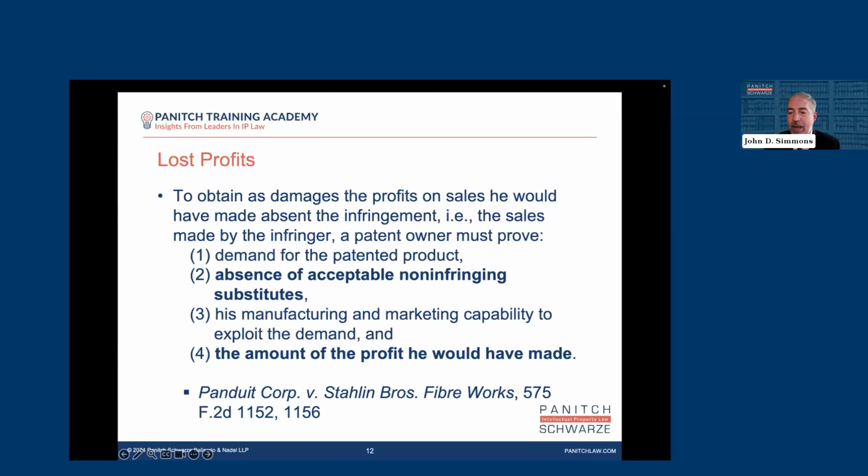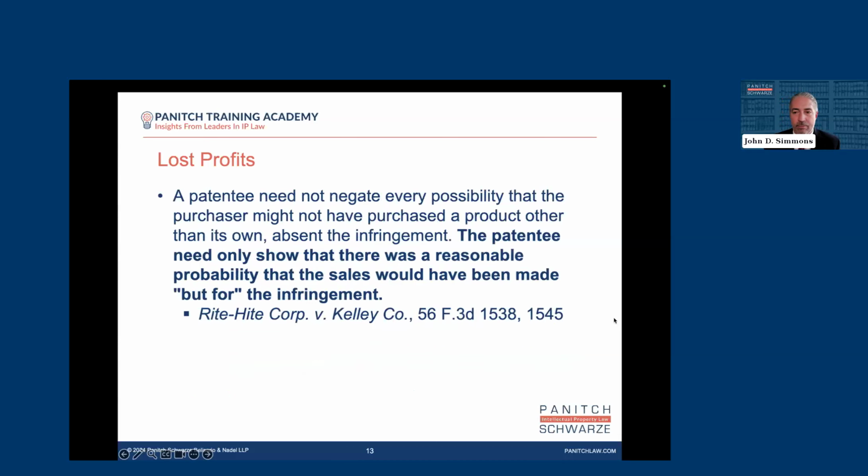The manufacturing capability of the patent holder considers whether the patent holder could have actually filled the orders for the lost sales. If they can't, they're not going to be entitled to lost profits. The most common defense to a claim for lost profits is the absence of non-infringing alternatives or non-infringing substitutes, as we say. So basically, is there a design around that could have replaced this product? The patent holder need only show that there was a reasonable probability that the sale would have been made but for the infringement. So they don't have to go to the nth degree to show that they would have made the sale.